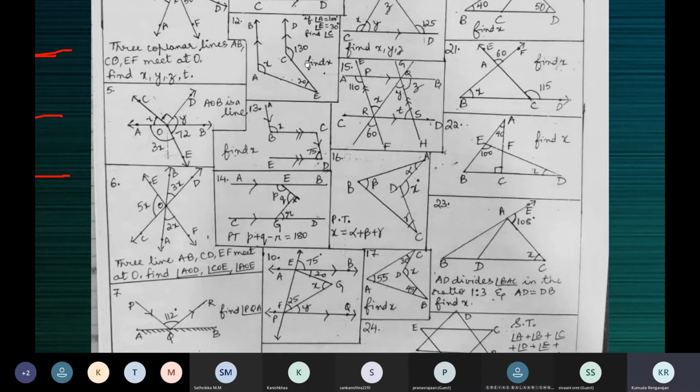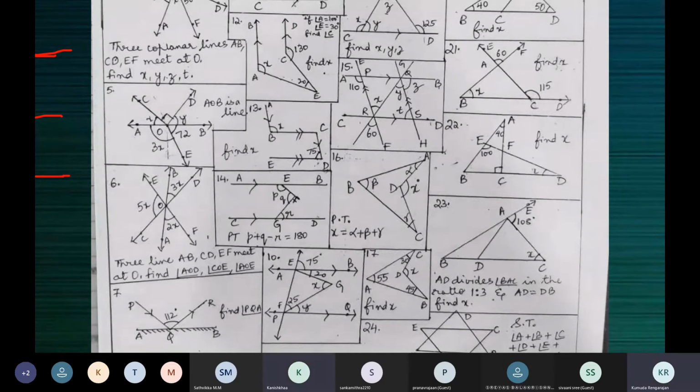In question number 12, what's the value of x? 70 degree, ma'am. Others, please share your answer. Sorry, ma'am. It is not 70. It is 110, ma'am.